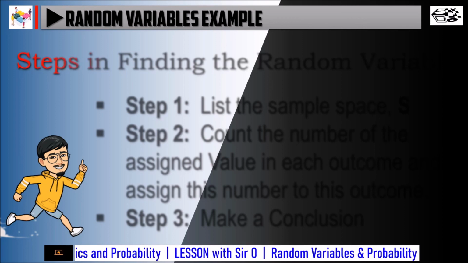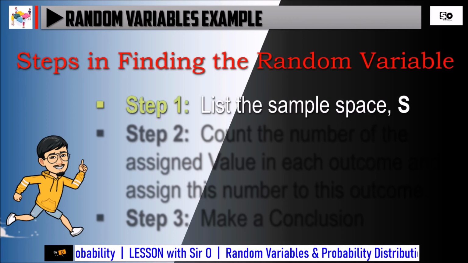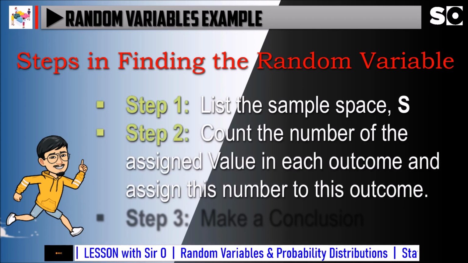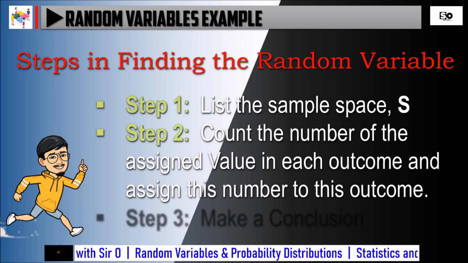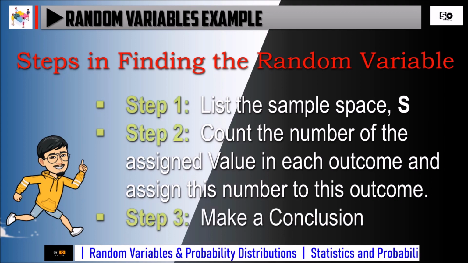Before that, here are the steps in finding the random variable. Step 1. List the sample space or the S. Step 2. Count the number of the assigned value in each outcome and assign this number to this outcome. Step 3. Make a conclusion.